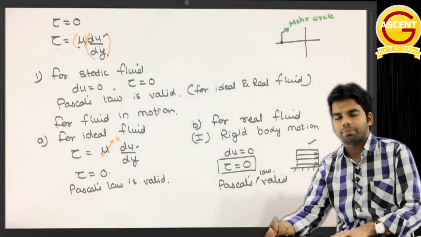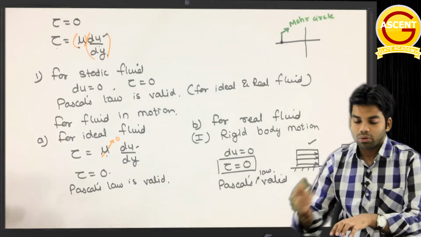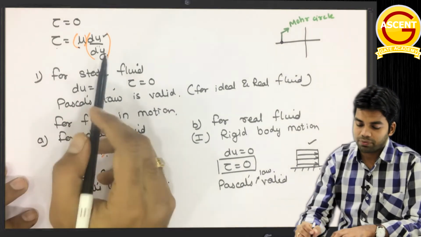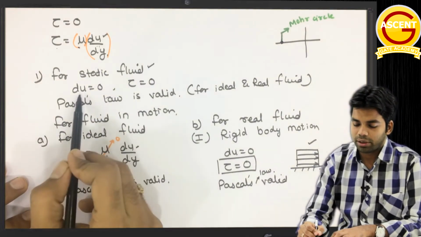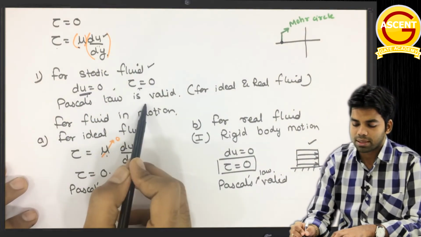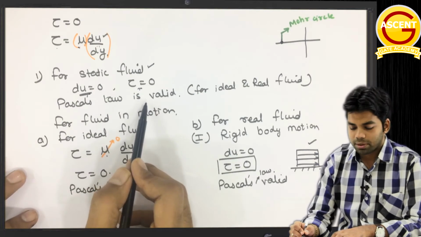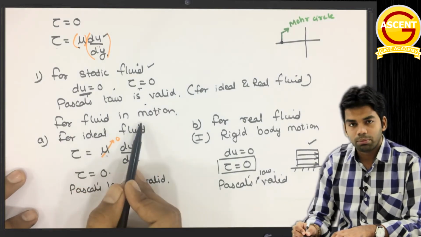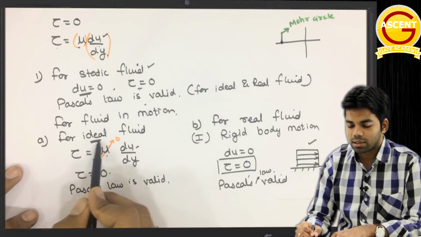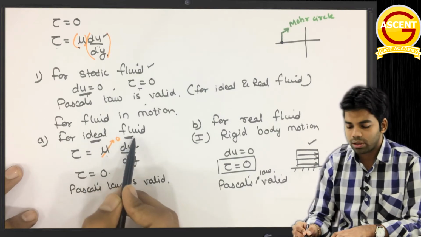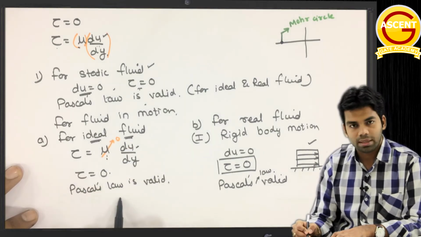Pascal's law is valid. Getting this now? Okay, so in which cases is Pascal's law valid? First, when we have a static fluid, du is equal to 0, therefore Pascal's law is valid. Second, when we have the fluid in motion. In that, the first case is when we have an ideal fluid which is in motion, since mu is equal to 0, so Pascal's law is valid.